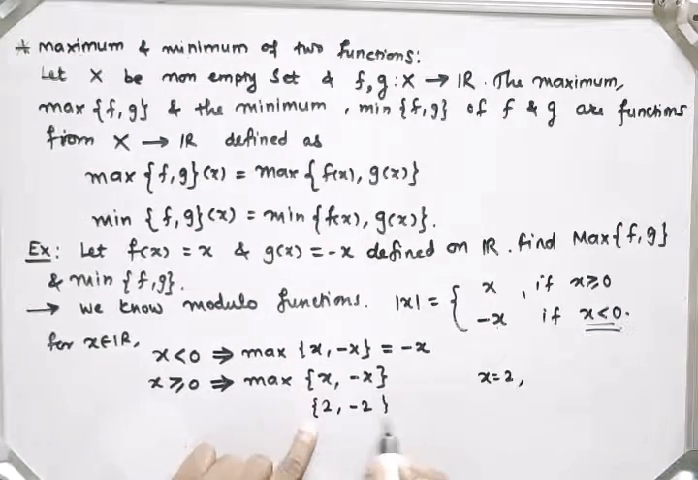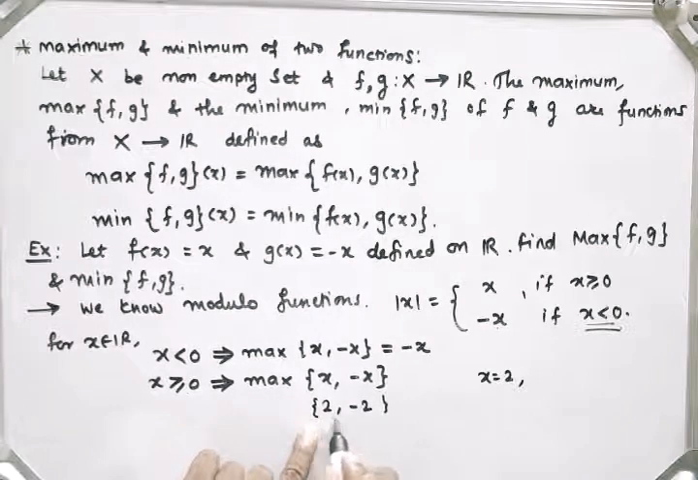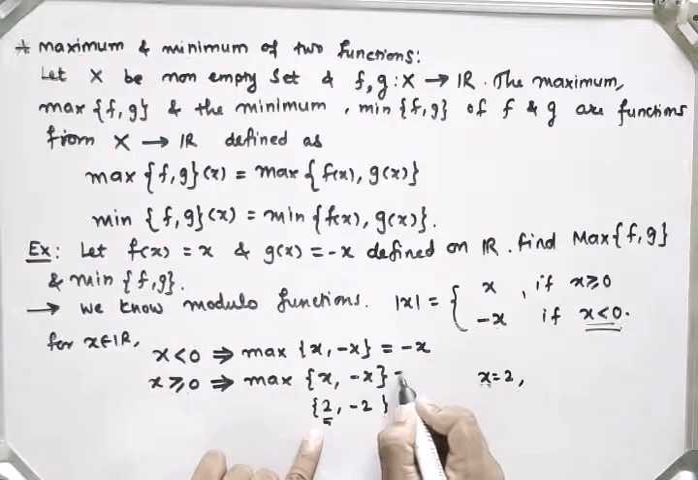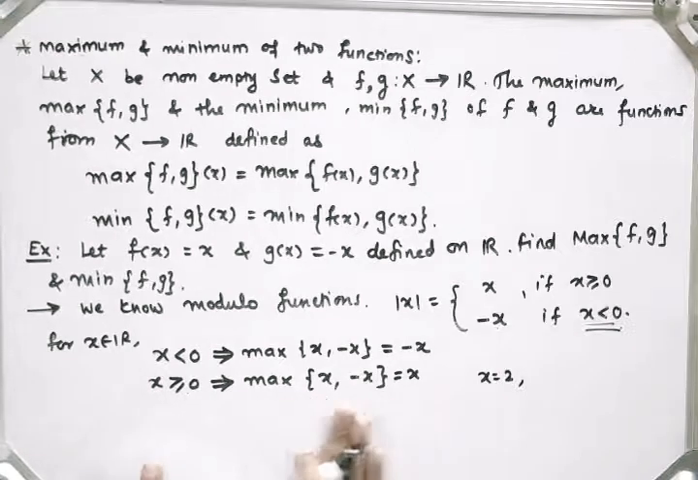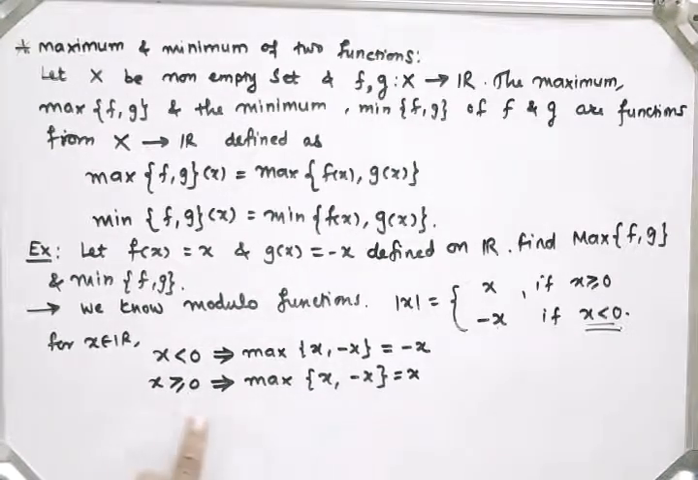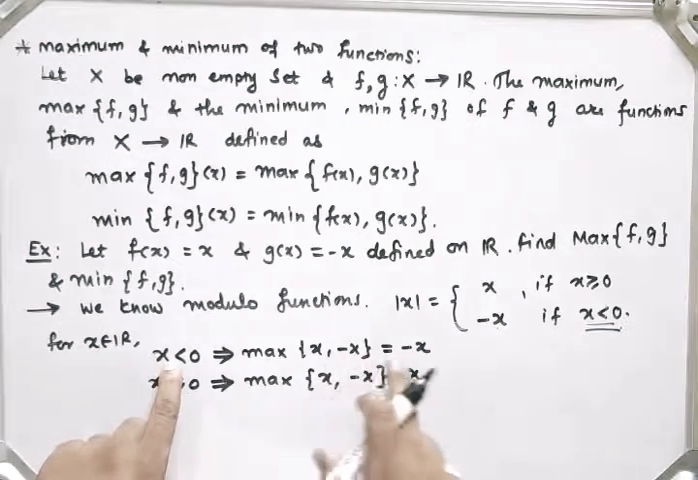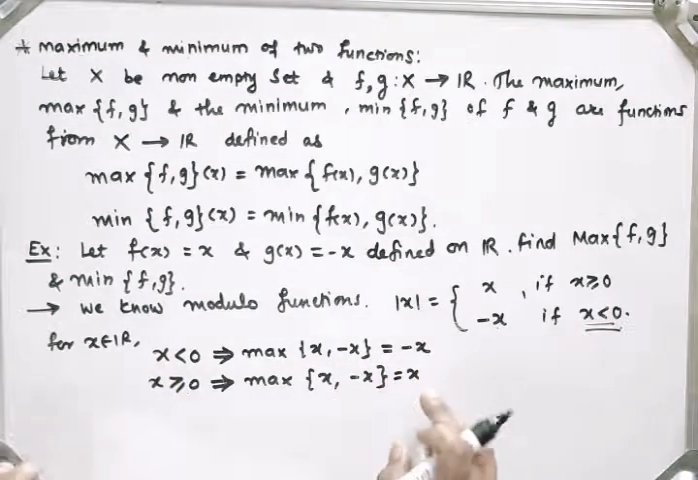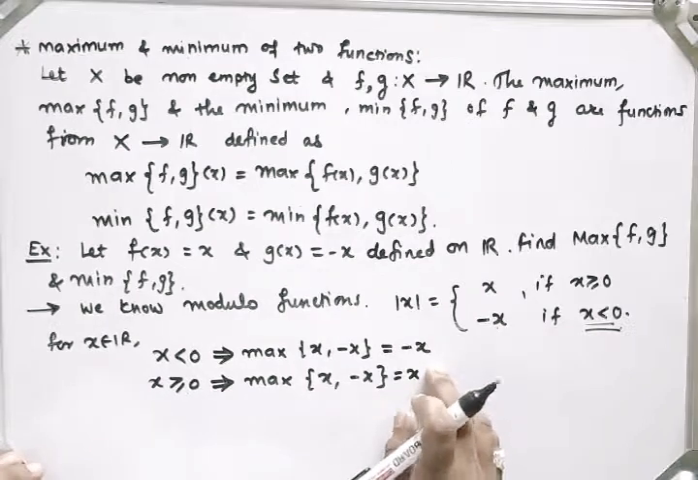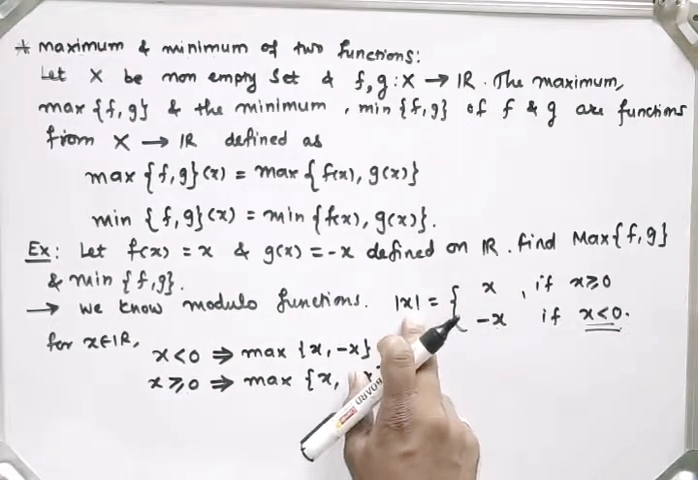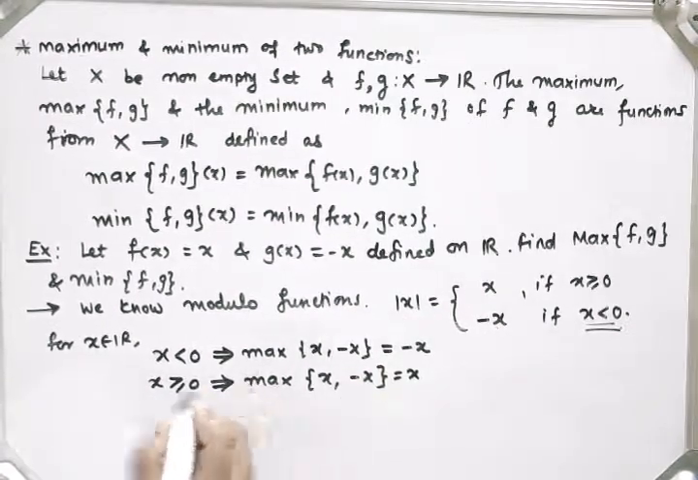So what will be the maximum between these two, which is 2? 2 means x. So the maximum of x and minus x, if x is greater than or equal to 0, will be x, and if x is less than 0, then the maximum between these two is minus x. So x and minus x means what? I will take the modulo function, so thus I will take the maximum.